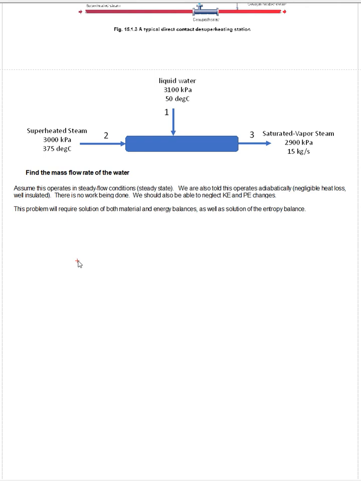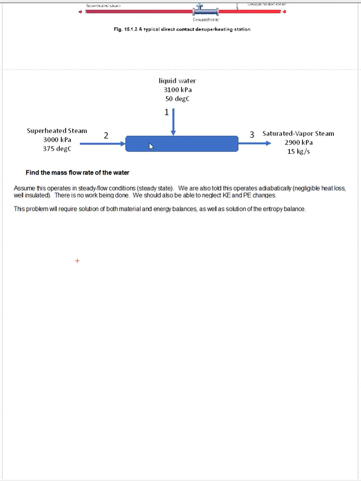We're also told, remember from the problem statement, that this operates adiabatically. It's not that it's perfectly insulated. In reality, there will be some heat loss, but for our purposes, we're going to assume that the heat loss is negligible. Another word that you might see in other books for adiabatic is well insulated. If something is well insulated, that's another way of saying that it's adiabatic, or that heat loss is negligible. Also, there's no work being done, right? There's no moving parts, no expansion, contraction, or anything like that. The only work that we're concerned with is the flow work, which is captured in the enthalpy term.